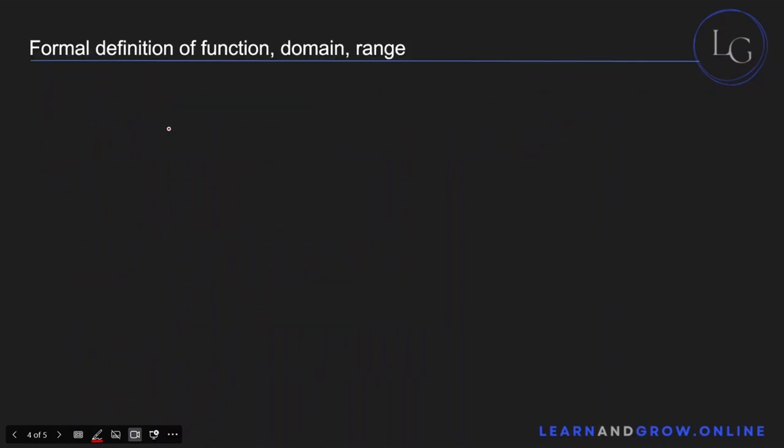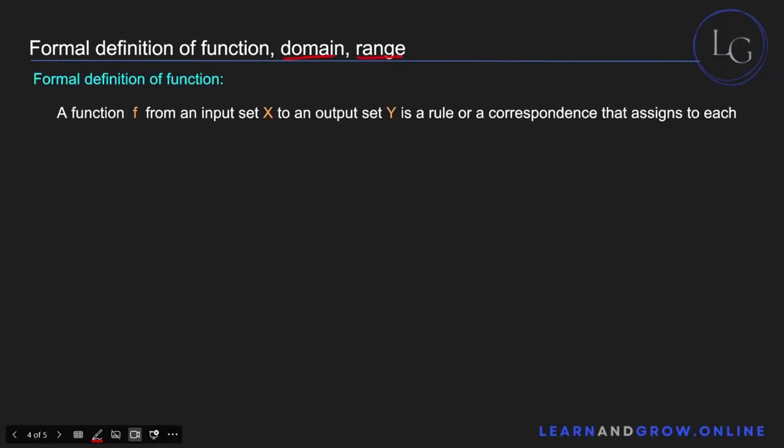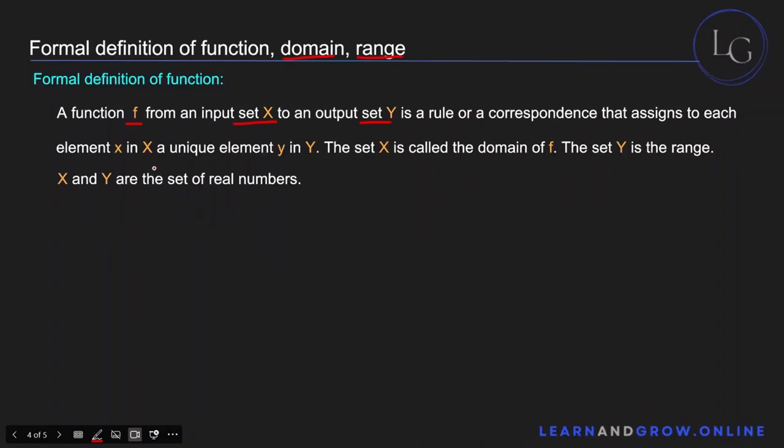Now let's see the formal definition of a function, and let's see what the domain of a function is and what the range of a function is. A function f, from an input set x to an output set y, is a rule or a correspondence that assigns to each element x, an arbitrary name that we've given to every element in the set x, a unique element in set y, right?